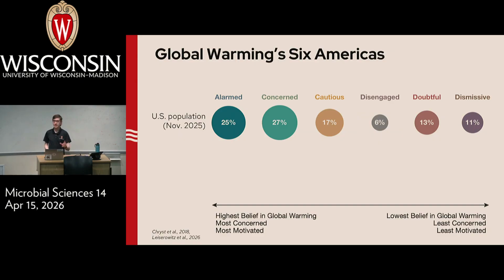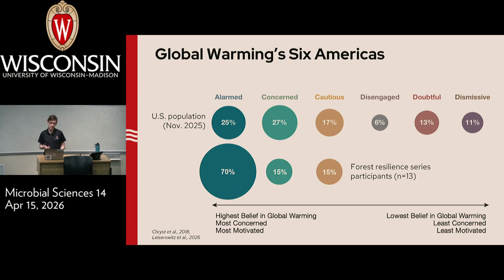So Yale has a 4-question survey that you can give to your audience to figure out where they fall on this spectrum. And we were going to do a pre-course survey anyway, so we added these 4 questions to the survey. Out of our 15 participants, 13 responded to the survey. All of them but 2 were in the alarmed category. And again, we did not recruit based on climate change. And then 1 was in concerned, 1 was cautious. No one was in the other 3 categories.